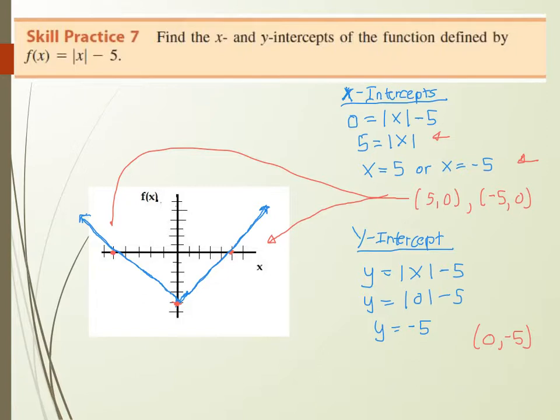And now we find the y-intercept. So we put 0 in for x, and we get y is equal to 5. And so that is the vertex of our absolute value. And we can see that those are our x and y intercepts graphically as well as algebraically.